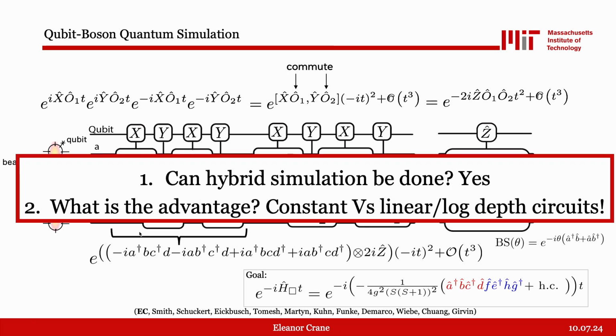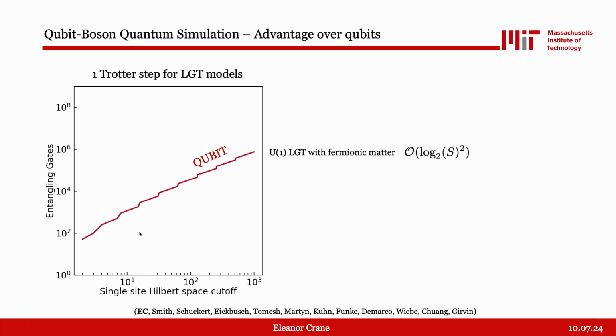And so, in fact, let me quantify this just a bit further. This was a previous result for the U1 lattice gauge theory, and this is the full, all of the dynamic terms. And so you can see here, as a function of Hilbert space cutoff, you need an increasing number of entangling gates, whereas the qubit boson method that we were just discussing is of order 1 depth.